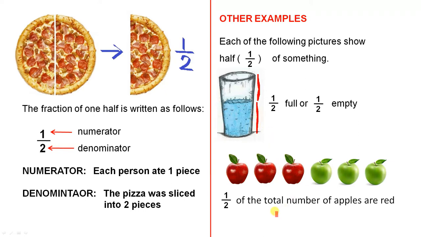Let's look at these apples here. Half of the total number of apples are red. So you've got those apples there, you've got those apples there. Now the total number of apples are 6, but only 3 of them are red. So 3 out of 6 are red, and that's only half the number of apples, because you can divide all those apples down the center like that, and you have an equal number in each group. So that means that only half of the apples are red.